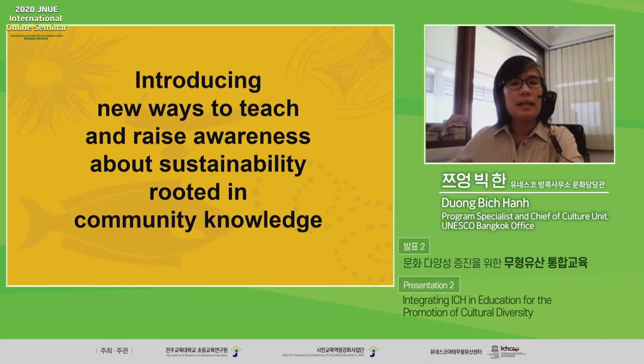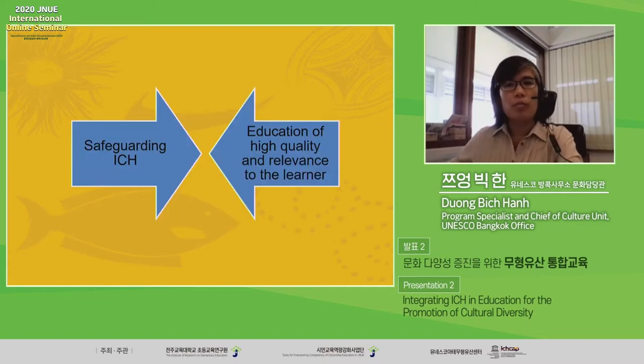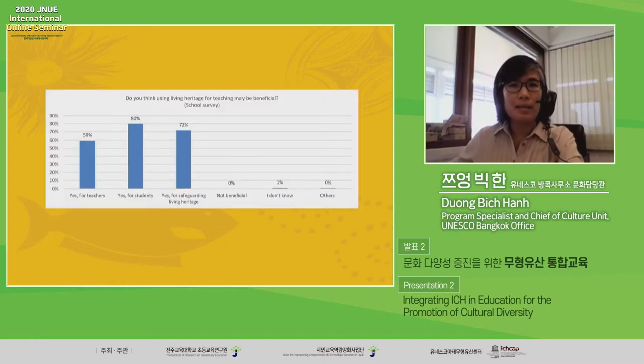In a nutshell, we hope to introduce new ways to teach and raise awareness about sustainability rooted in community knowledge. And through this process, we hope to achieve a dual goal: to safeguard intangible cultural heritage and to improve the quality of education and relevance to learners, so as to motivate the students and make them learn better. This is coming out from our survey again. You can see that most of the teachers who participated in the survey consider using living heritage for teaching beneficial, either for teachers, for students, or for safeguarding living heritage.